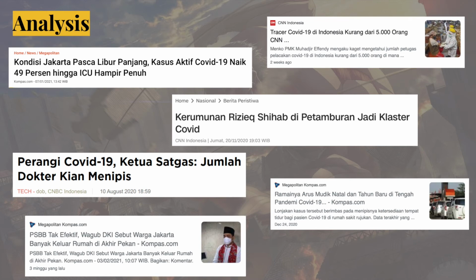And also, it's proven that during this long break, from a news on the 7th of January, after the long break holiday, COVID-19 cases increased until 49% of the ICU is almost full in Jakarta alone. And non-specific incidents or events that led to the exponential increase of COVID-19, for example, is the low number of COVID-19 tracers that Indonesia has. So apparently we only have less than 5,000 COVID-19 tracers. And for your information, COVID-19 tracers are people who trace COVID-19 cases in the community.